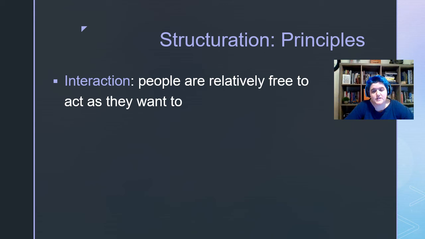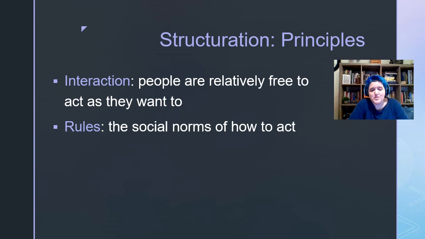Structuration also includes the principle of interaction. Basically, people are relatively free to act as they want to. They're able to interact with other people. You get to decide what you're going to do, if you're going to walk out into the road in front of a car or not, if you're going to stand on a street corner and wait for the light to turn or not, etc. You can generally make those choices yourself. But we also have rules. We have social norms of how to act. We have laws about what will happen to you if a police officer sees you crossing the road when you're not supposed to, etc.